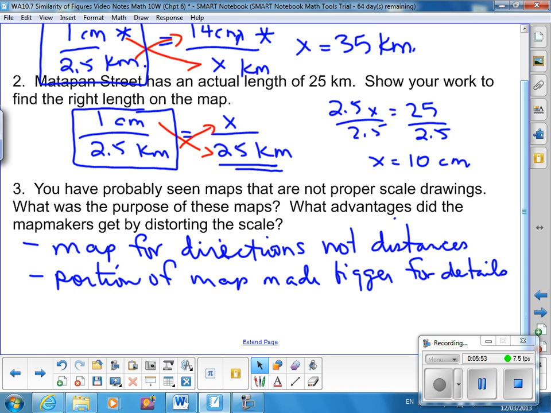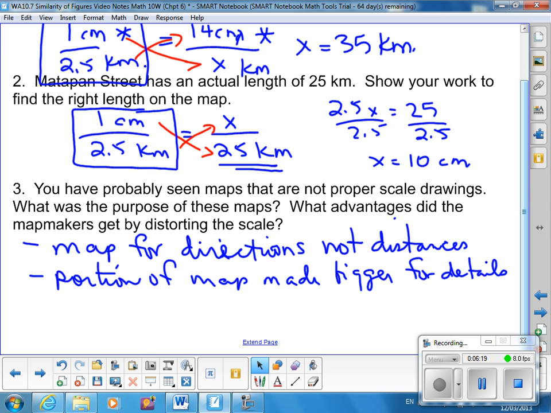You have probably seen maps that are not properly scale drawn. What are the purposes of these maps, and what advantage did the map makers get by distorting the scale? Well, there's a couple of different reasons. One is if you're sketching out directions for a map just to give to your buddy to get out to your house on an acreage, you may not do it to scale. You're just giving the directions and the gist of the idea of which direction he's going.